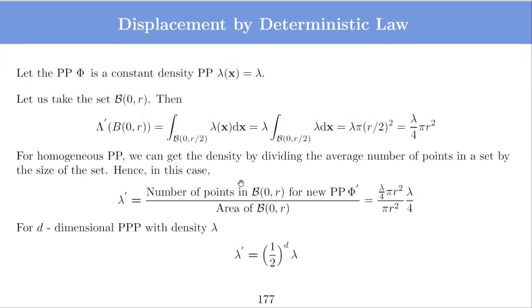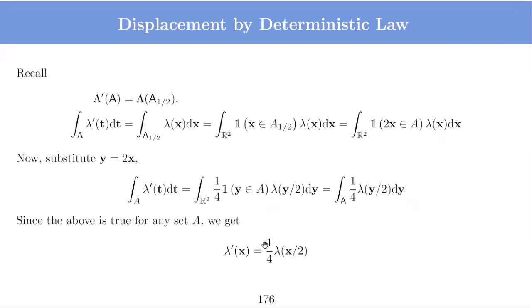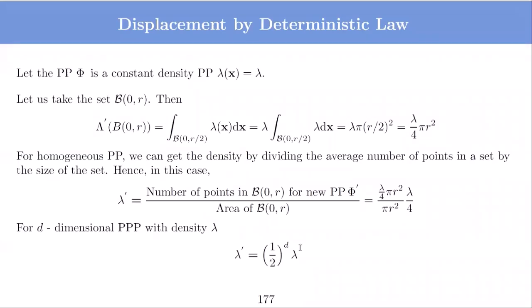So a special case would be if a point process has a constant density lambda, then you can show that the new density will be lambda dash equal to 1 by 4 of lambda. This means that the density will become 1/4. And in fact, for a d-dimensional Poisson point process, or even any point process, the new density will be 1 upon 2 to the power d times lambda. So in 3D, scaling by 2 will increase or decrease the density by 8.